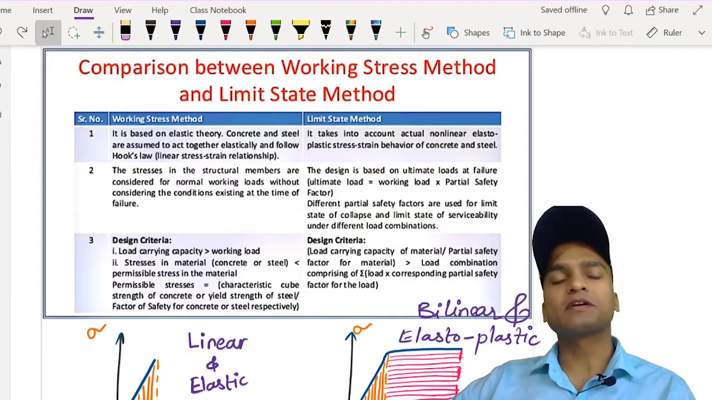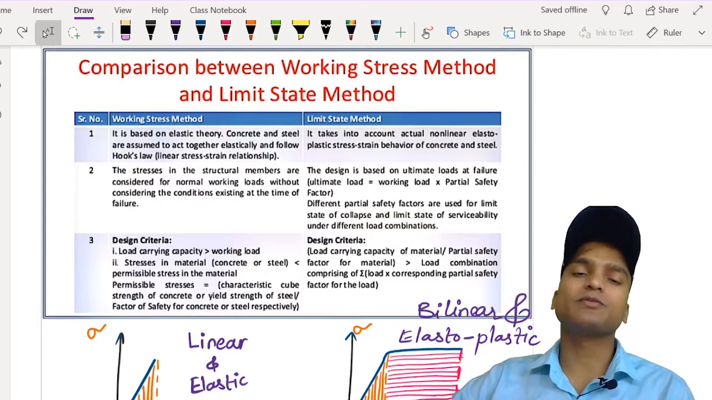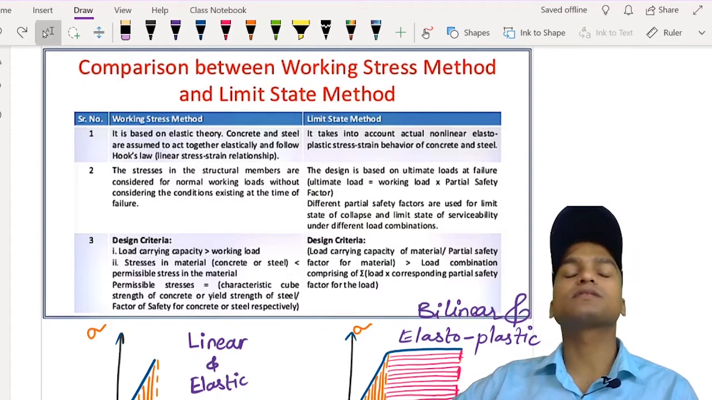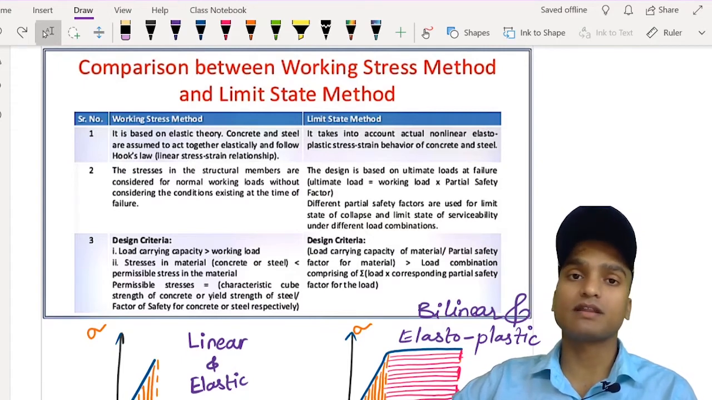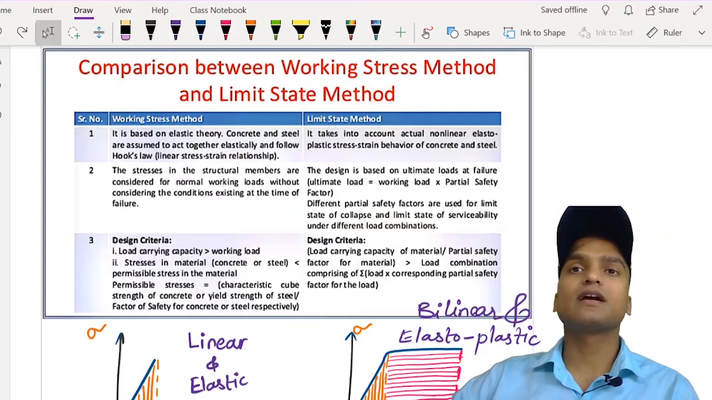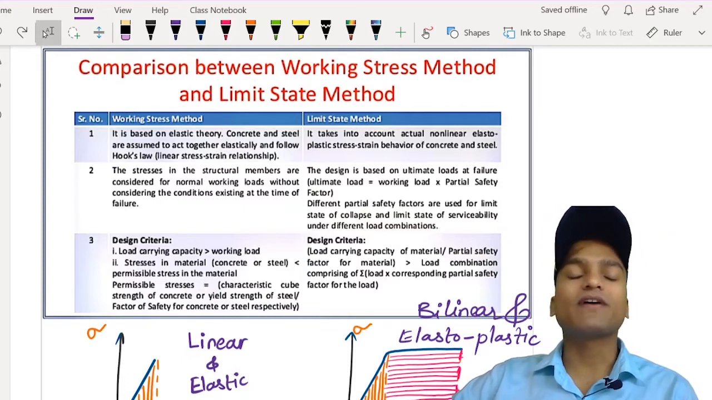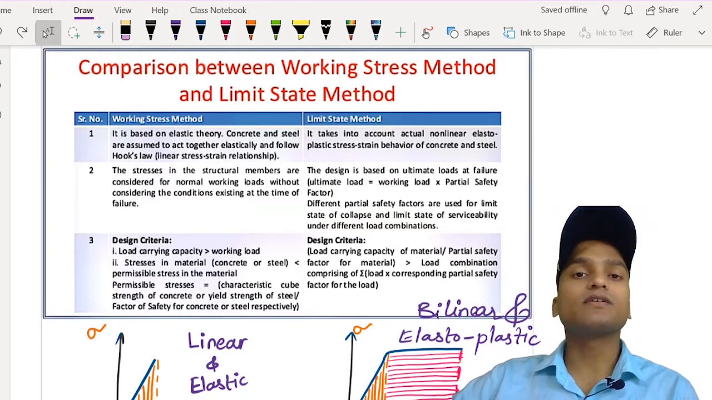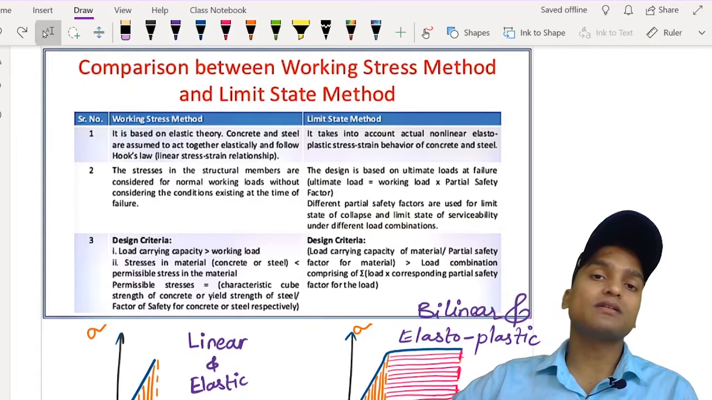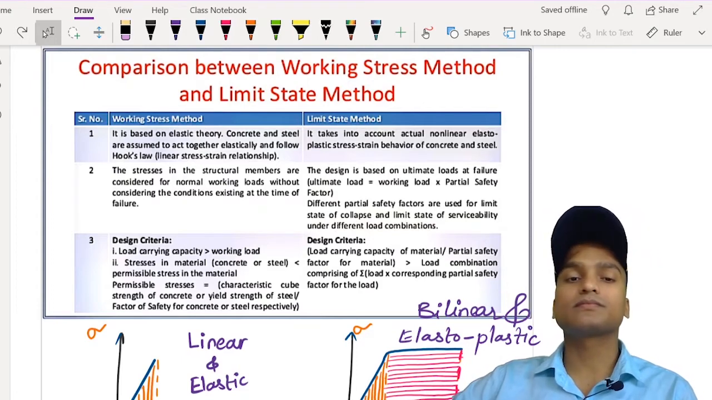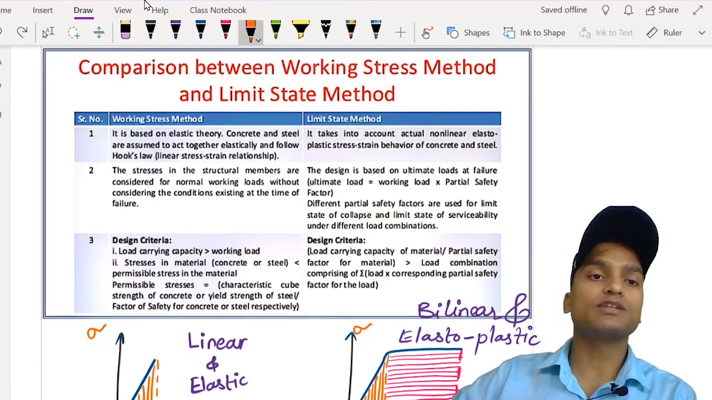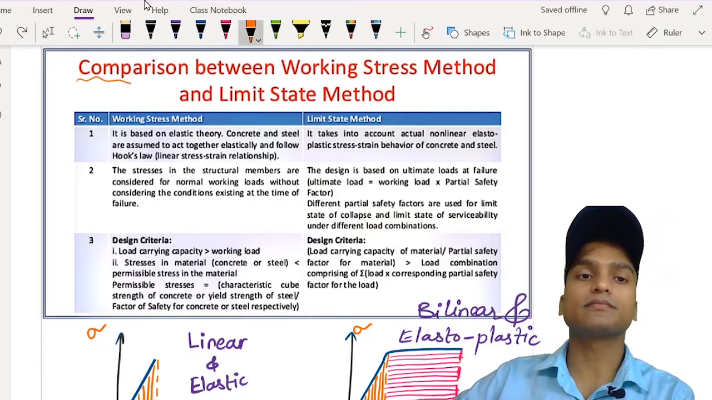Hello everyone and welcome to this next class where we are going to discuss a new topic. Until now we have discussed an introduction to the limit state method, the design values and characteristic values. After this, I would like to discuss the fine line differences between the two methods of design philosophy, that is the working stress method and the limit state method. So the topic is the comparison between WSM and LSM.